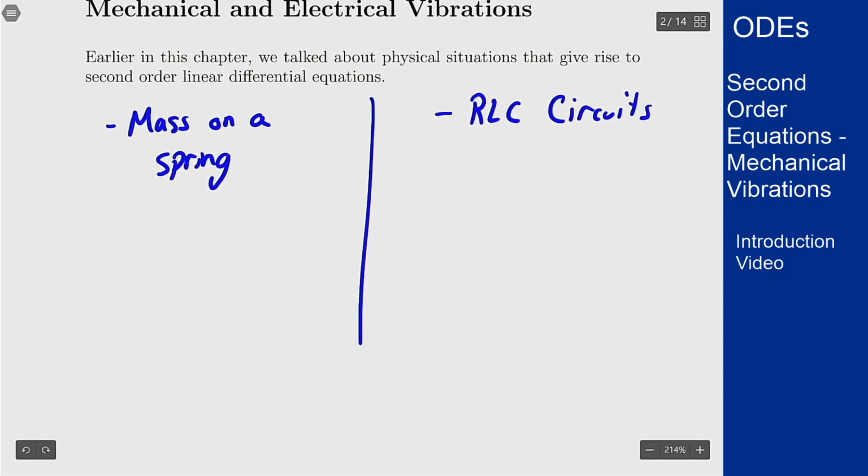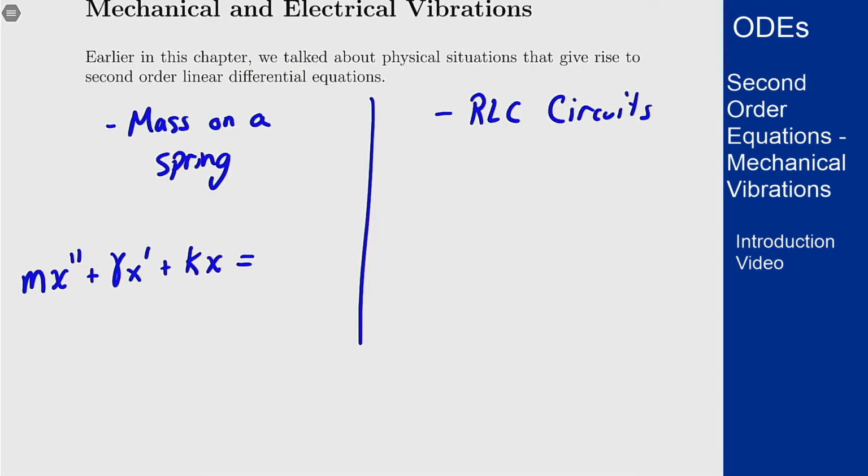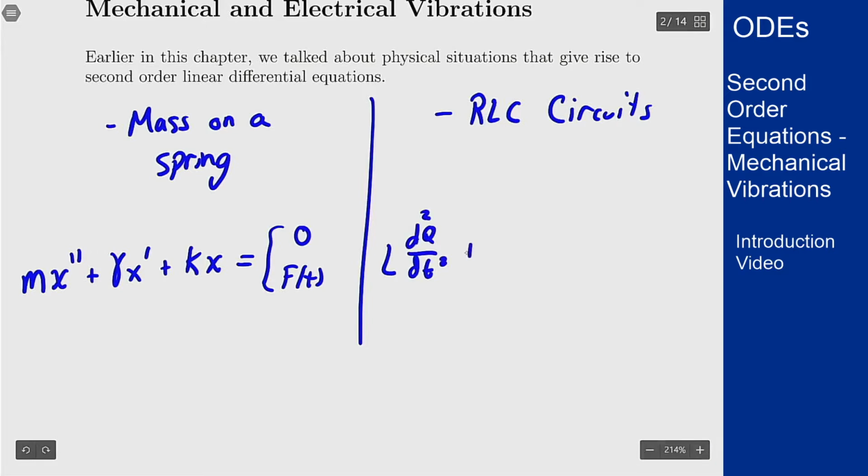For the mass on a spring, mass times second derivative plus drag coefficient or damping coefficient times the first derivative plus spring constant times the function equals 0 or some function depending on if there's extra forces going on. And for circuits, we get a similar setup. The inductance times the second derivative of the charge, plus the resistance times the first derivative, plus 1 over the capacitance times the charge itself, equals either 0 or some voltage applied to the circuit.